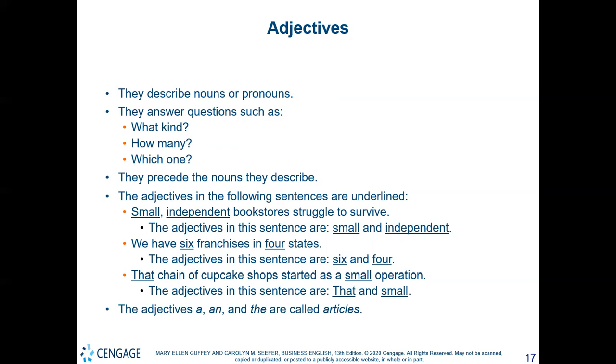We have 6 franchises in 4 states. Do you see them there? I see the adjectives. The adjectives in the sentence are 6 and 4. That chain of cupcake shops started as a small operation. The adjectives in the sentence are that and small. The adjectives a and the are called articles.